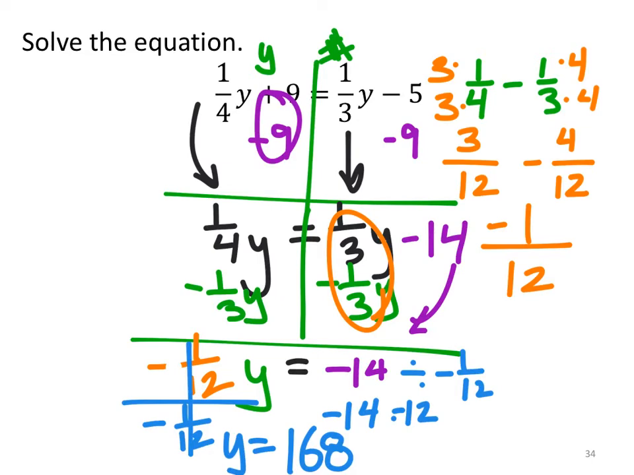But again, going back, and you should always check this, and I want you guys to get in the habit of checking. So I got 1/4 times 168 plus 9. What does that give me? It gave me 51. Let's try 1/3 times 168 minus 5. Bam, sure enough, 51. So that came out really nice for us. And it shows that 168 is the solution or replacement for y that would make this a true statement.